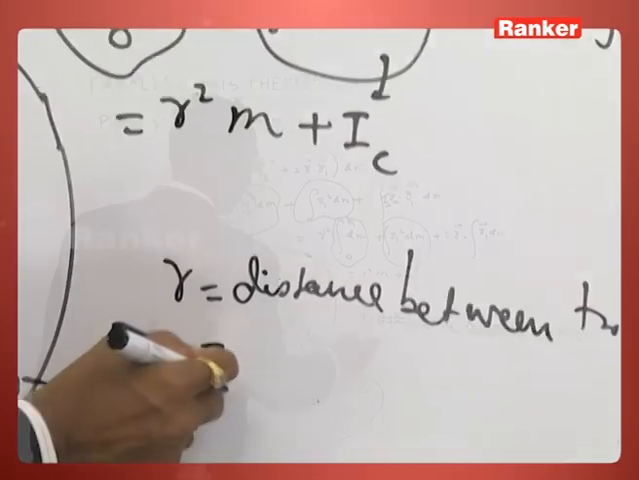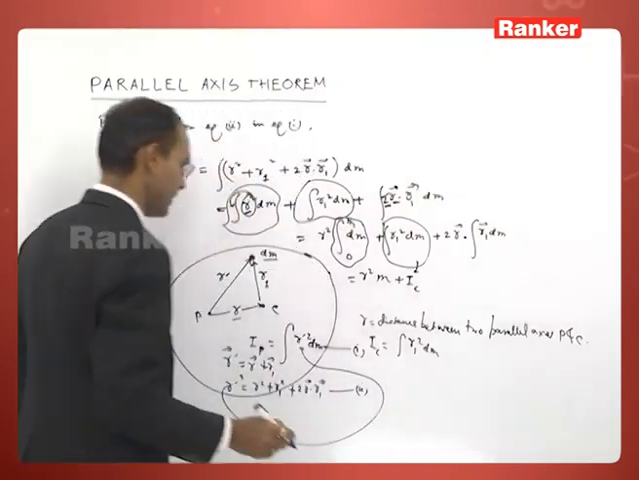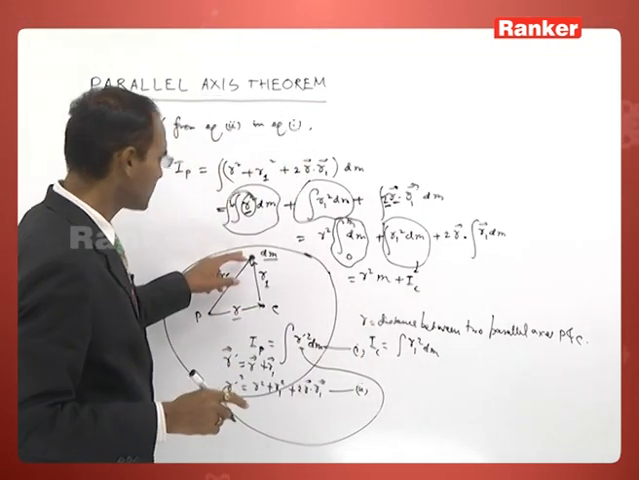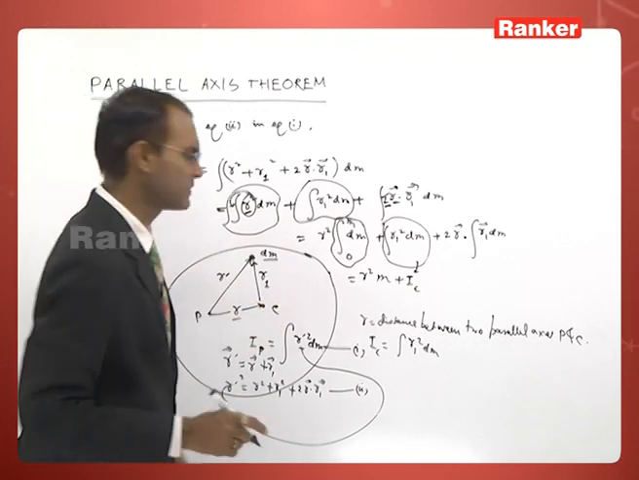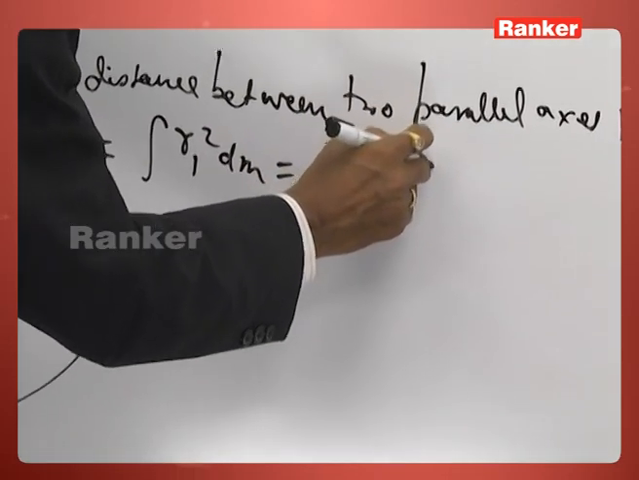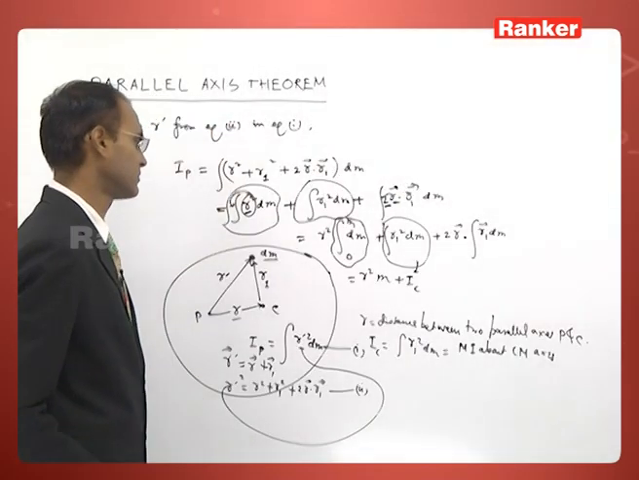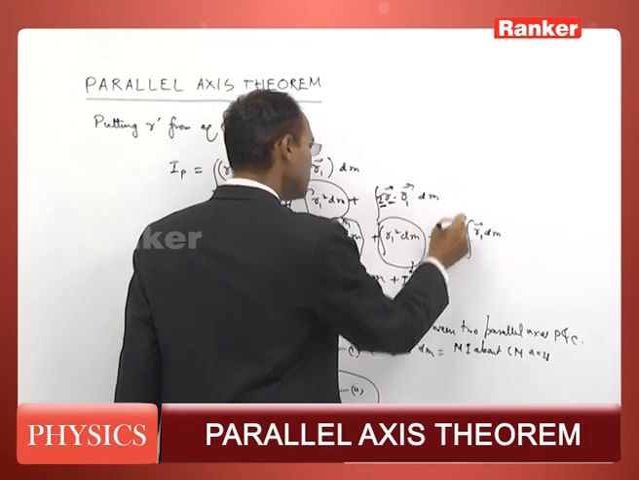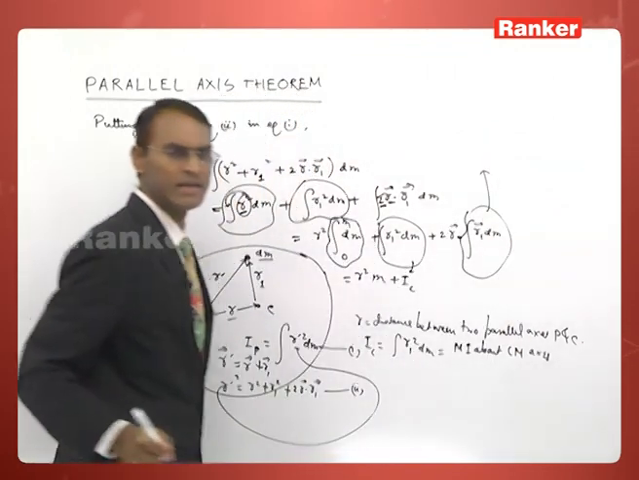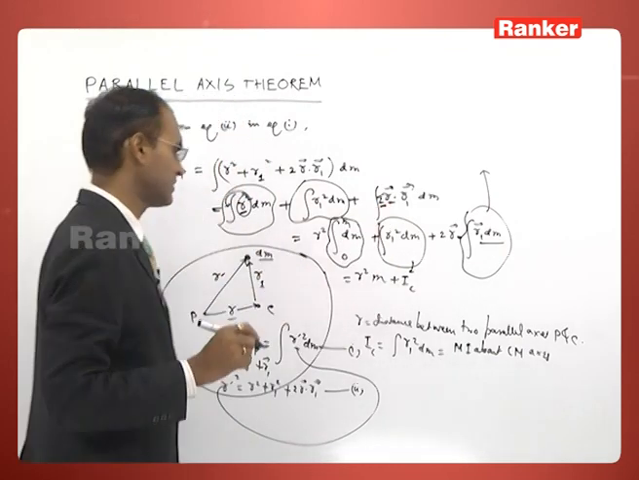What is IC? The integral of r1 square dm. r1 is the distance of the elements from the center of mass axis. This is the moment of inertia about center of mass axis. Let us treat the third term. The integral of r1 dm. This is called the first moment of mass.